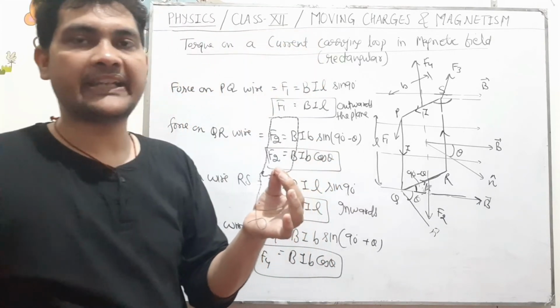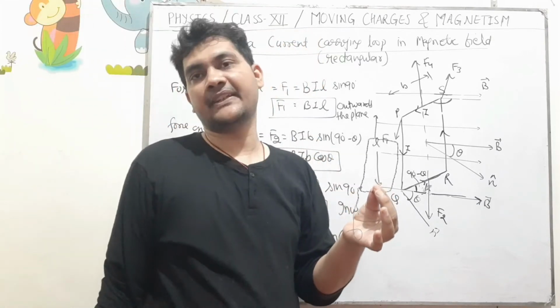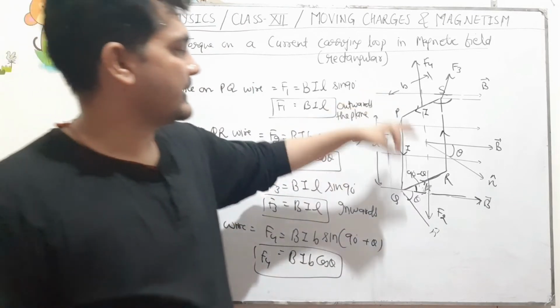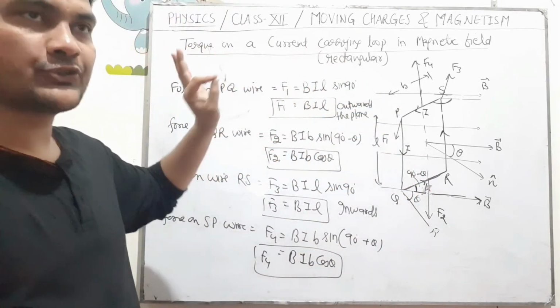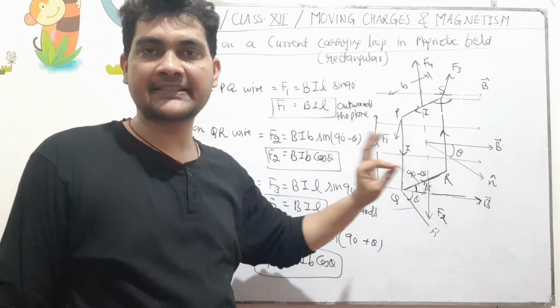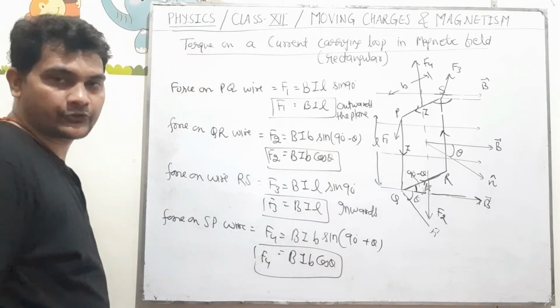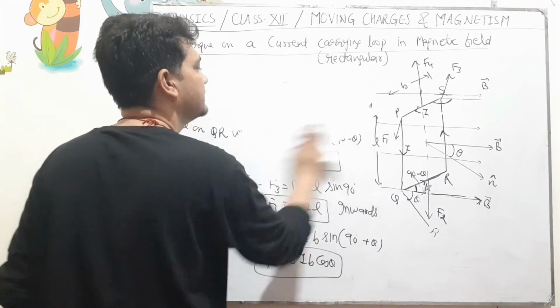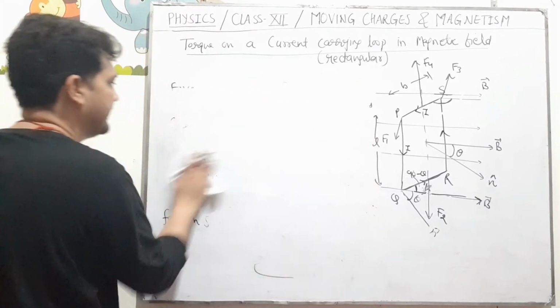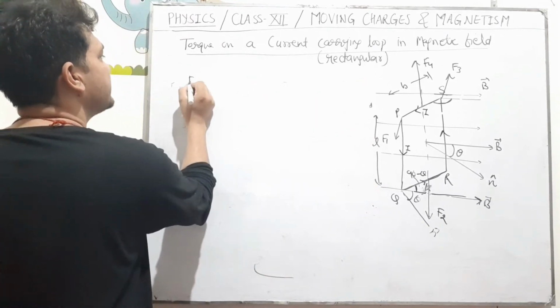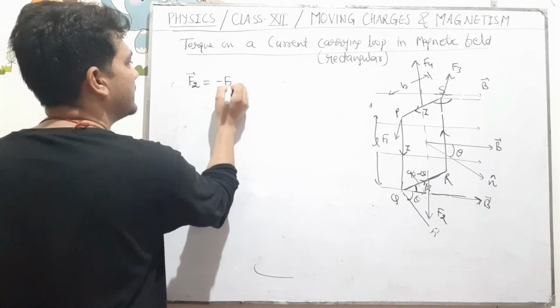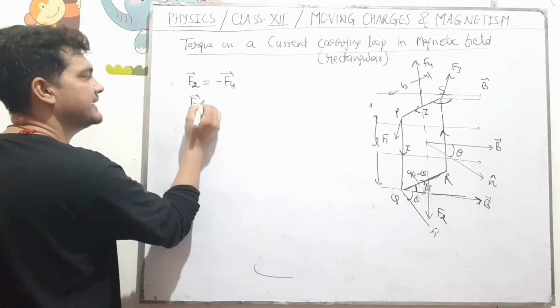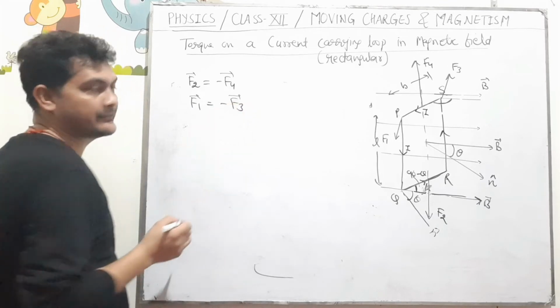They don't produce any torque and they cancel in pair. So F2 cancels with F4. They do not produce rotating effect, they do not produce translatory effect, they cancel. So let us see what happens. F2 is equal and opposite to F4. F1 is equal and opposite to F3.